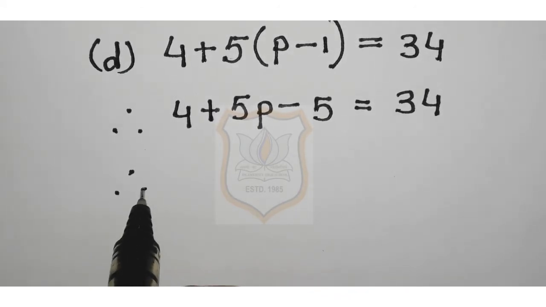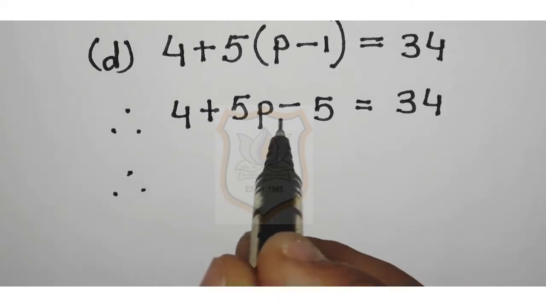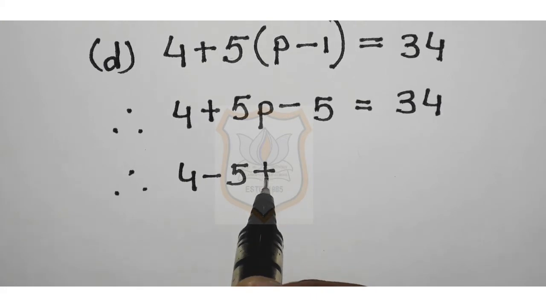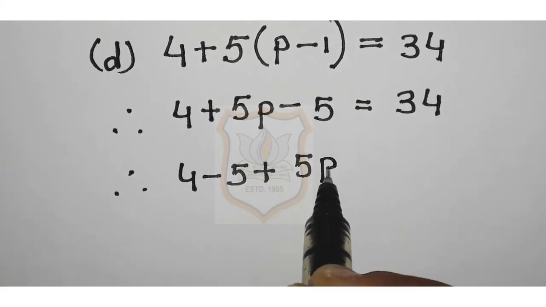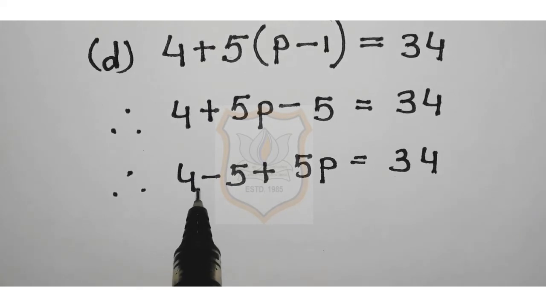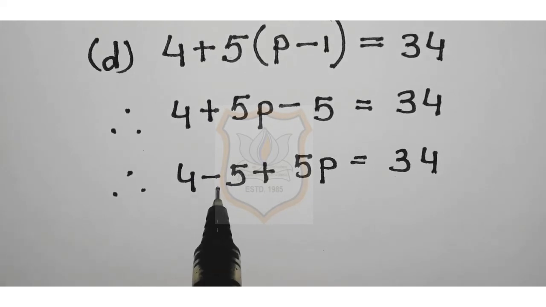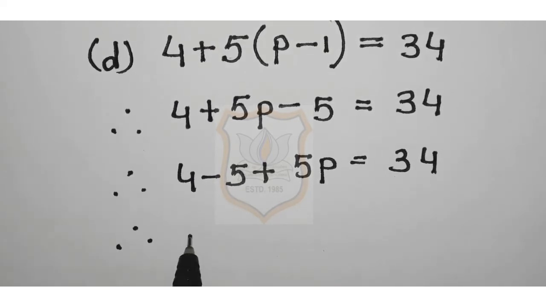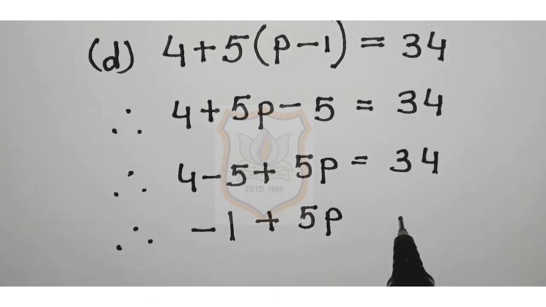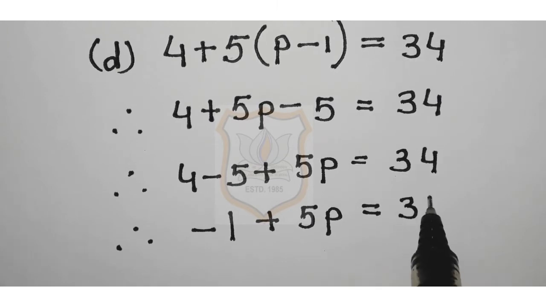Now, therefore, this 4 and minus 5. 4 minus 5 plus 5p is equal to 34. Now, this 4 is subtracted from minus 5. Our answer will be minus 1 plus 5p is equal to 34.